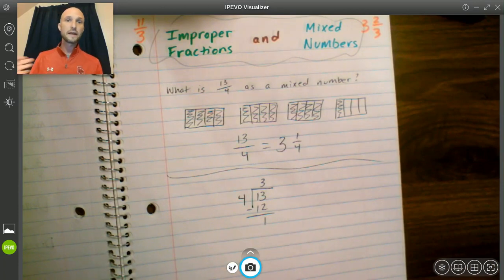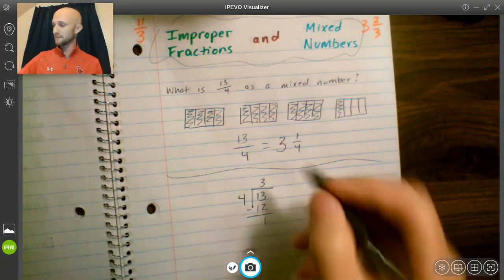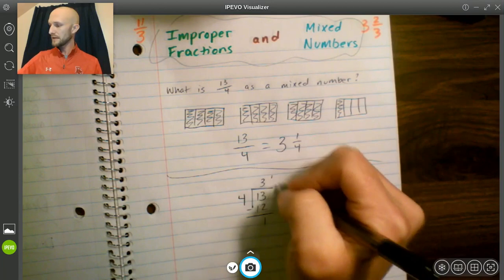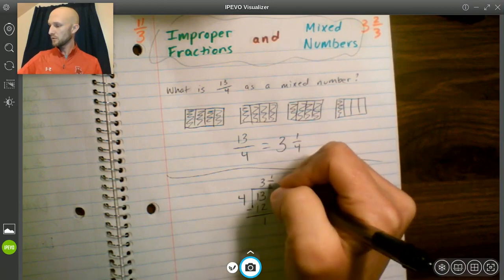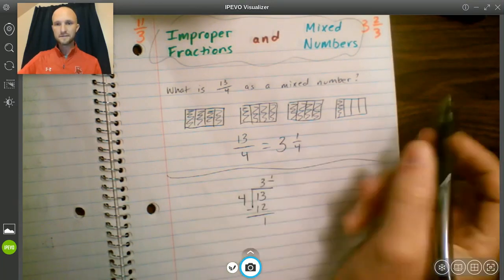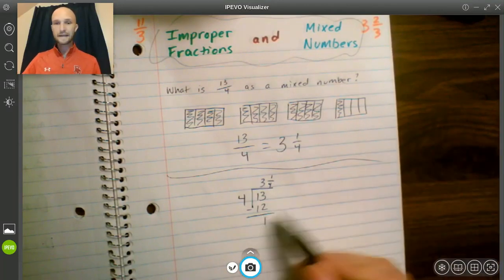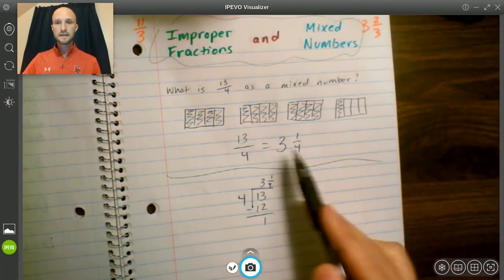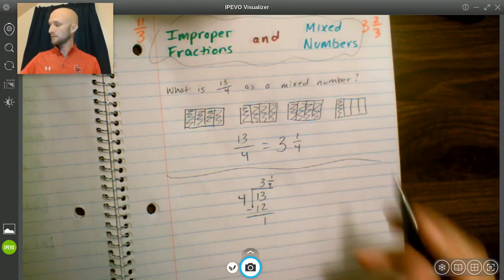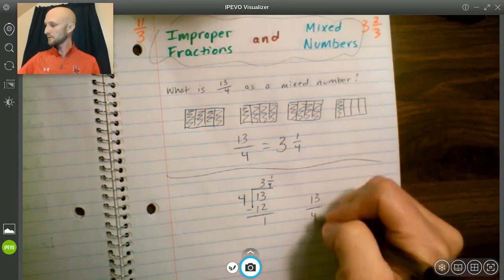Remember, our remainder becomes our numerator. We're going to show this as a fraction. So I have 3, numerator 1. Our denominator is that divisor, 4, so 3 and 1/4. So I'm showing again here, 13/4 is equal to 3 and 1/4.